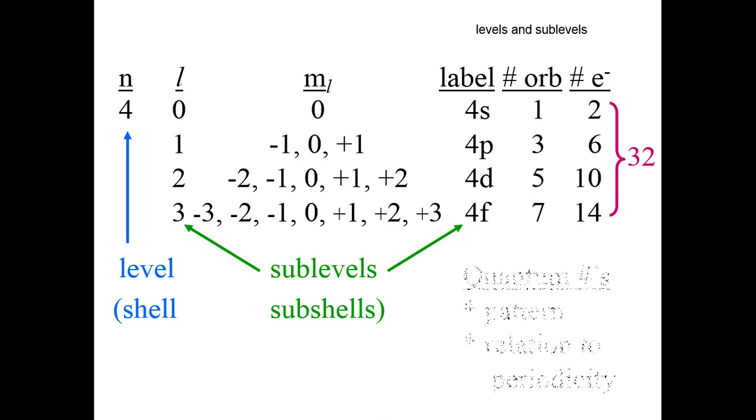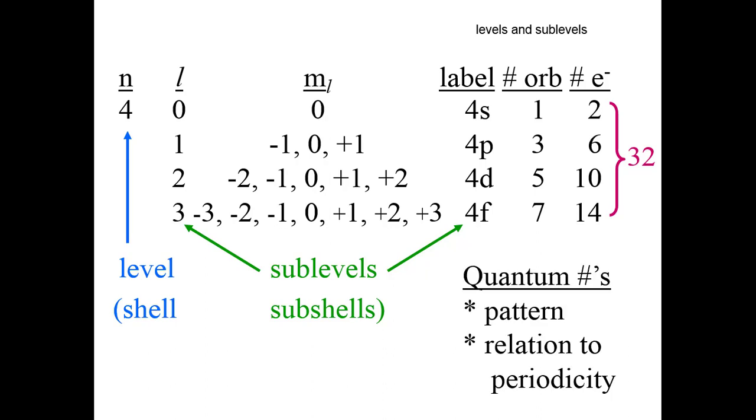Hopefully, now you can see the pattern established in the quantum numbers. This should tell you what values are allowed and to predict the values in higher n levels. We also now see that the ideas of quantum theory can be considered the source of periodicity in the elements.